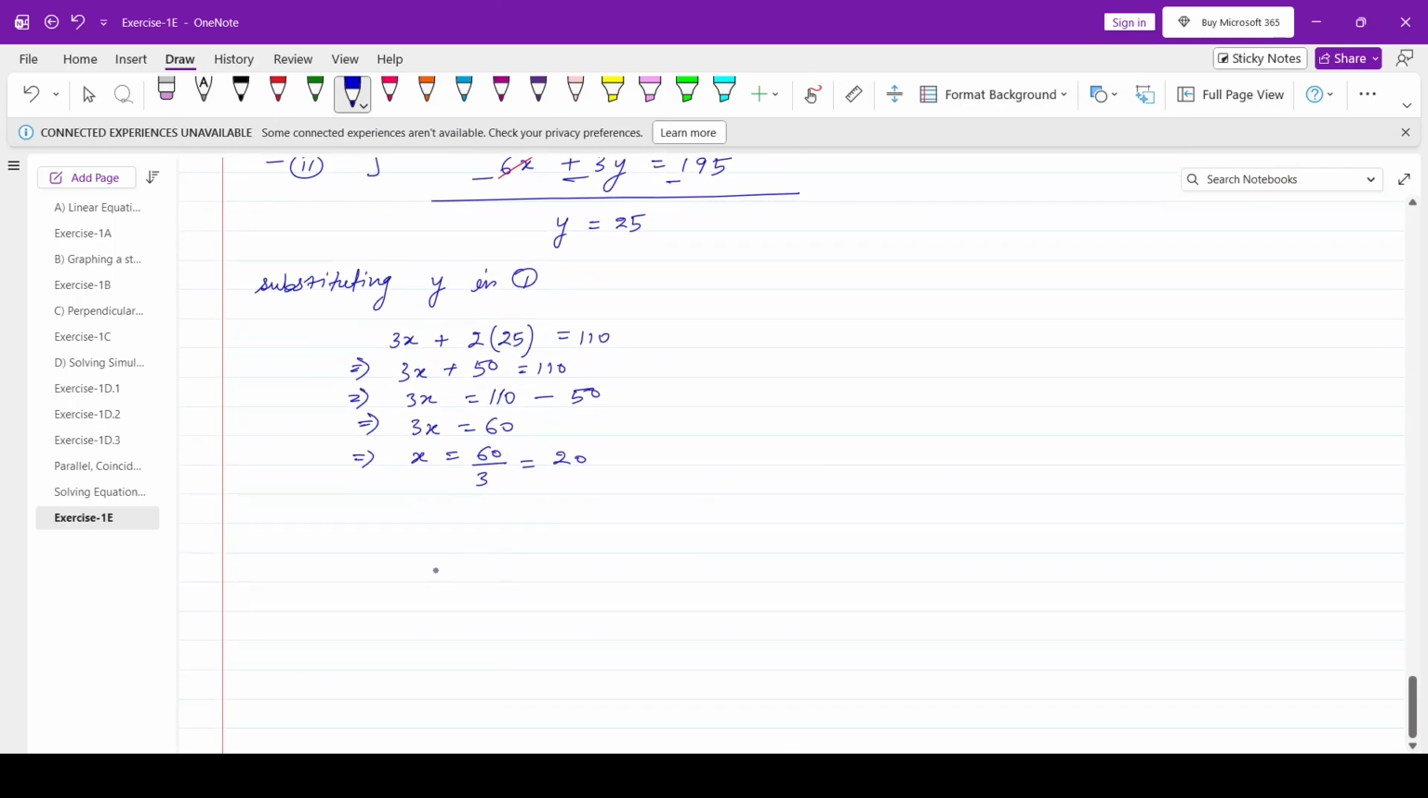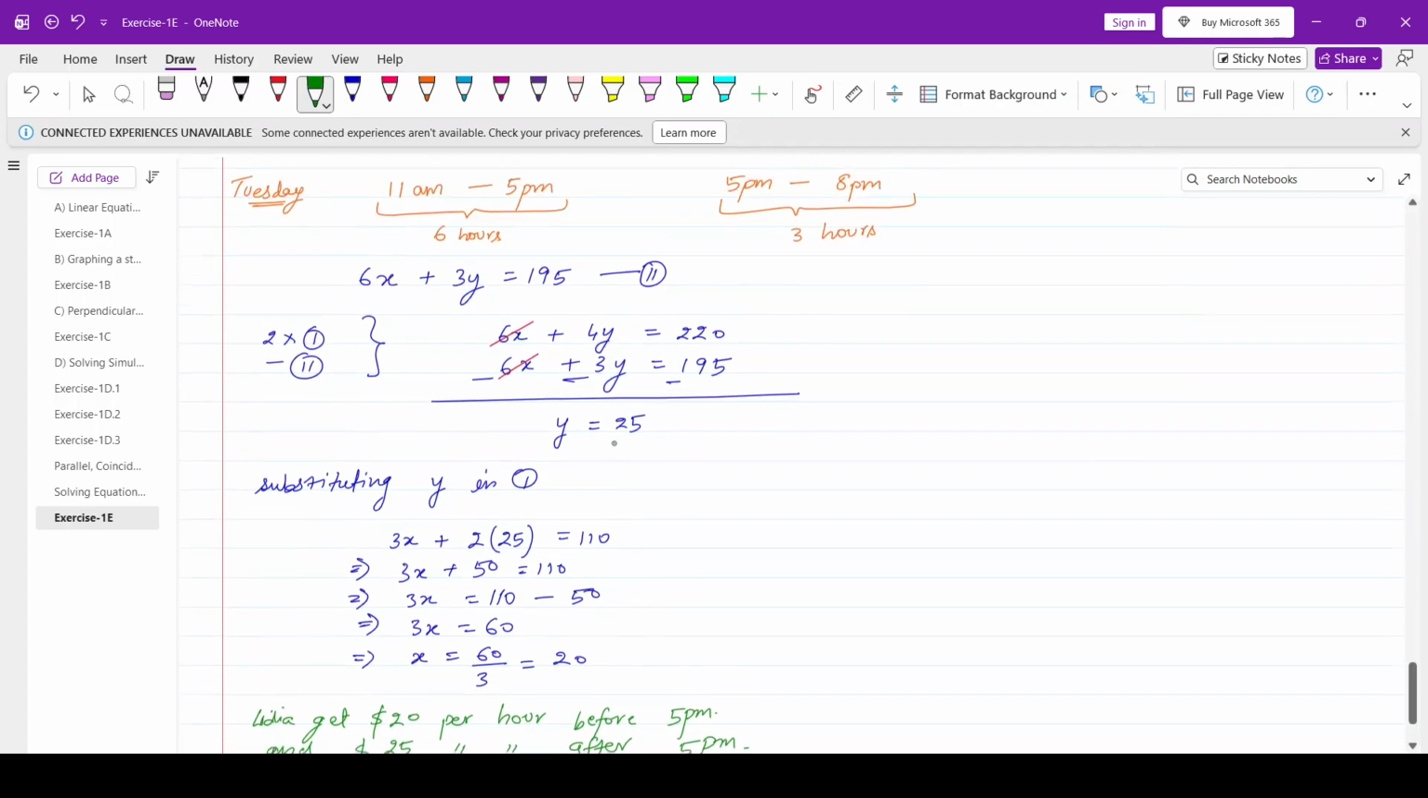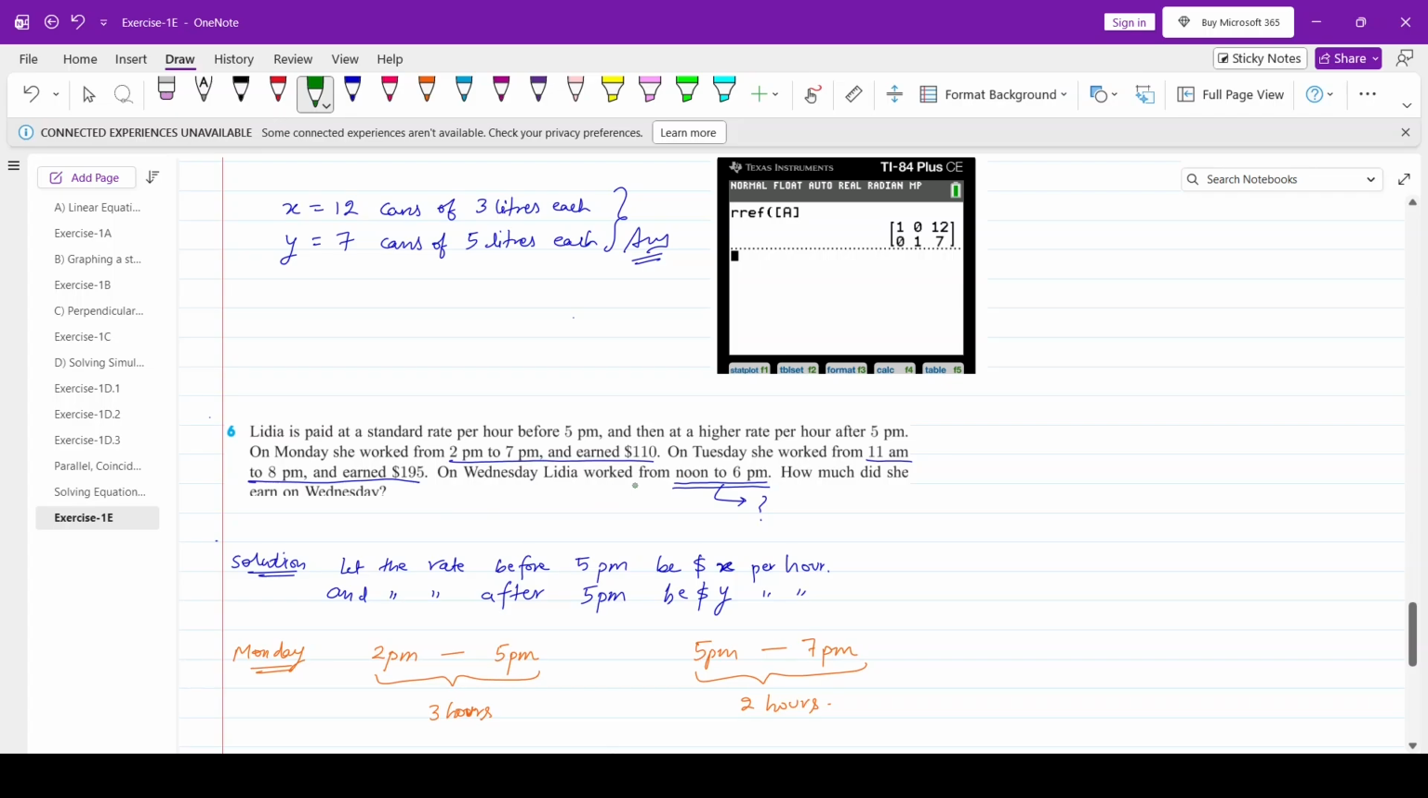Therefore, we can say Lydia gets $20 per hour before 5 p.m. and $25 per hour after 5 p.m. Now the question is asking us, on Wednesday Lydia worked from noon to 6 p.m. So how much will she get?